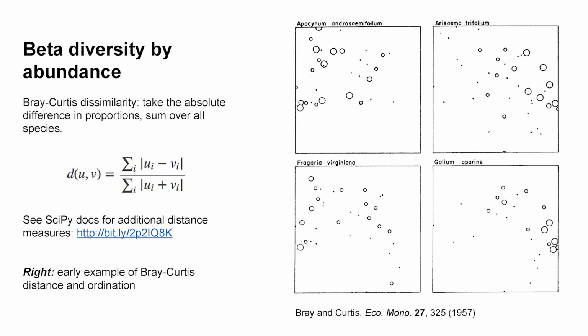I'm going to try to keep it on my slides where you can go for additional information on these things, because there's a world of measures, and I don't have time to explain them all. But if you had to pick one measure for abundance-weighted similarity between samples, you might as well pick this one. It's simple. It has reasonably good properties. And this is an example from Bray and Curtis's paper in 1957.